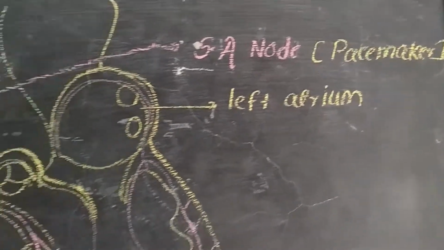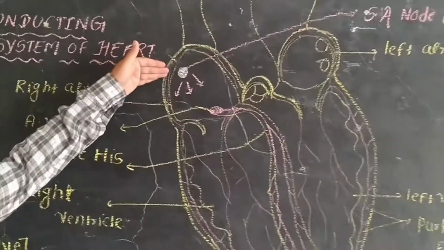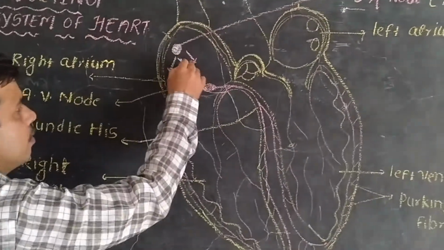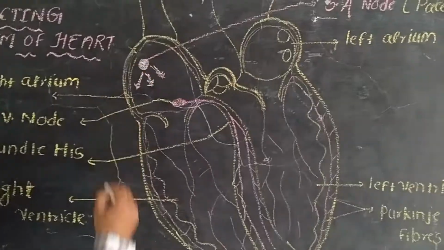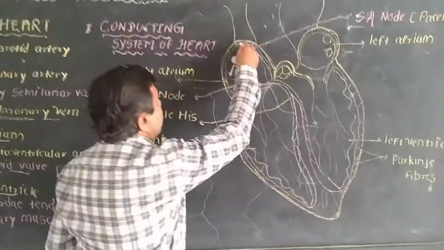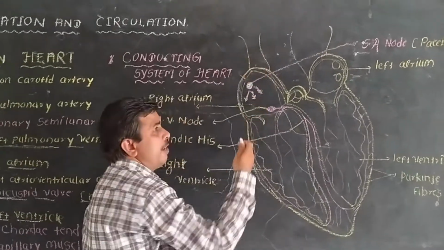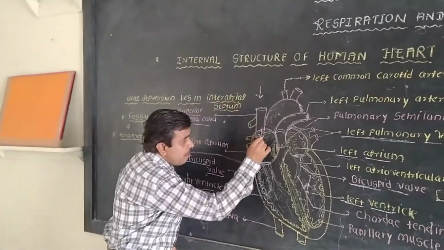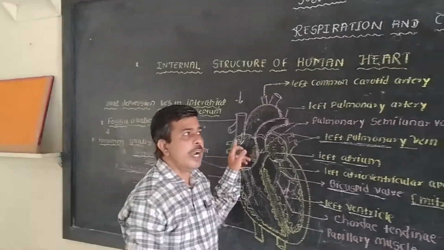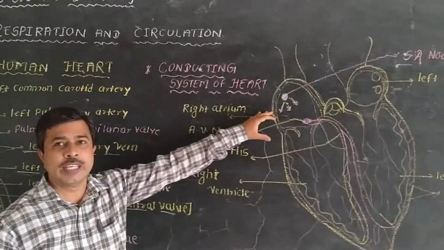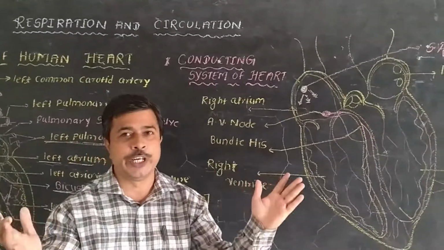Then this SA node initiates the wave of contractions. How will this wave of contraction be initiated? It is due to the flow of blood from the superior vena cava. We know that the superior vena cava opens into the right atrium. So this flow of blood stimulates the SA node, and due to the stimulation of the SA node, the wave of contraction is initiated.